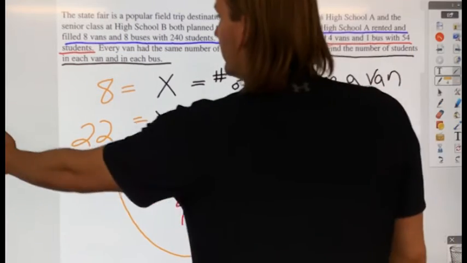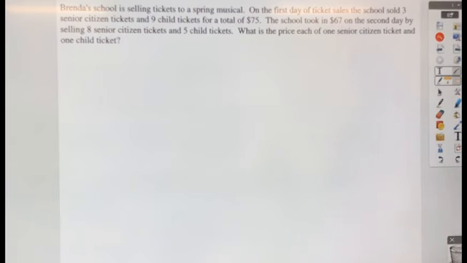All right, let's look at the next one, which works pretty much the same. Brenda's school is selling tickets to a spring musical. On the first day of ticket sales, the school sold 3 senior citizen tickets and 9 child tickets for a total of $75. The school took in $67 on the second day by selling 8 senior citizen tickets and 5 child tickets. What is the price of each 1 senior citizen ticket and 1 child ticket?